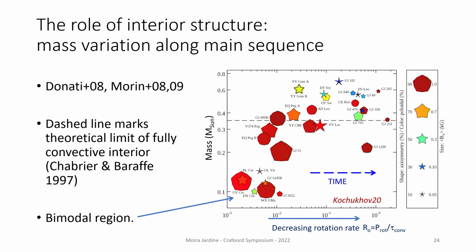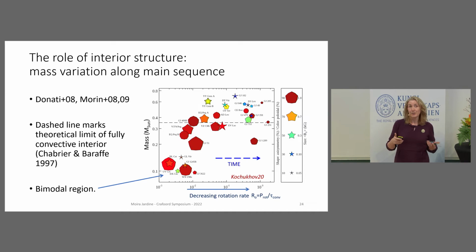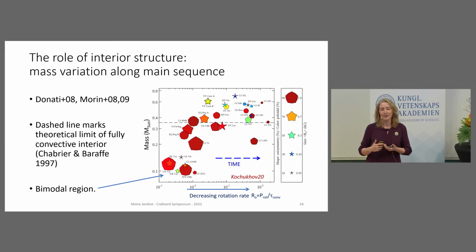Some of them have got these big, strong, axisymmetric, almost dipolar fields. And some of them, these little symbols, have got very weak, very complicated fields. But they both reside in the same part of parameter space, the same mass, the same rotation rate. And we don't really entirely understand why there's a difference between them. There are many theories at the moment, but these little low-mass, fast-rotating stars are a great puzzle and well worth continuing to look at.